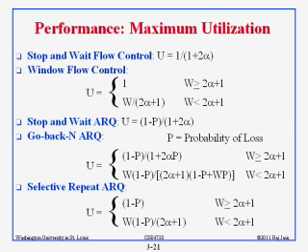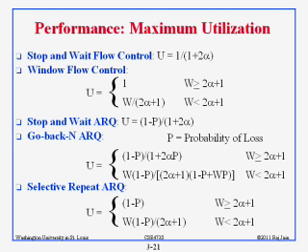Anyway, the summary of this error control and flow control is this. With the stop and wait flow control, the U was 1 upon 1 plus 2 alpha. The window flow control, it was W upon 1 plus 2 alpha. If you have P as the probability of error or packet error, then the numerator goes down to 1 minus P. So with the stop and wait ARQ, the throughput or efficiency is 1 minus P upon 1 plus 2 alpha. Instead of 1, you have 1 minus P, where P is the probability of loss.